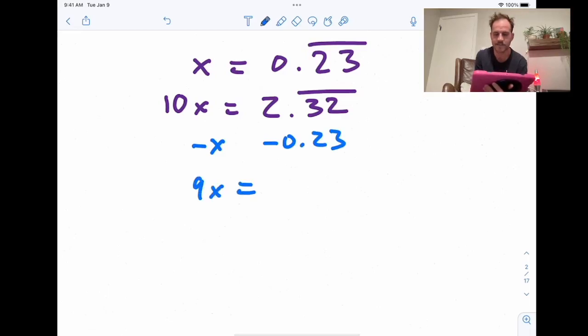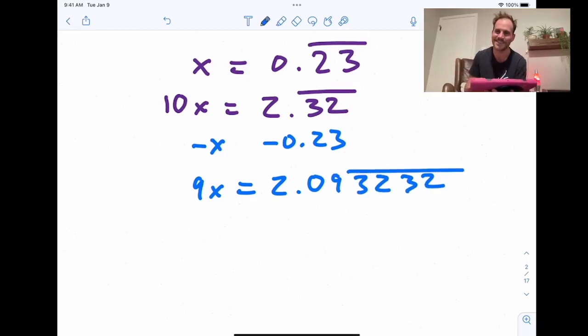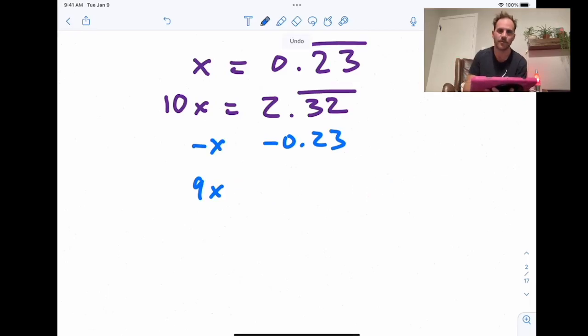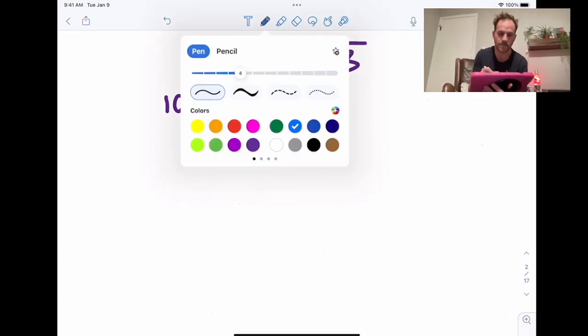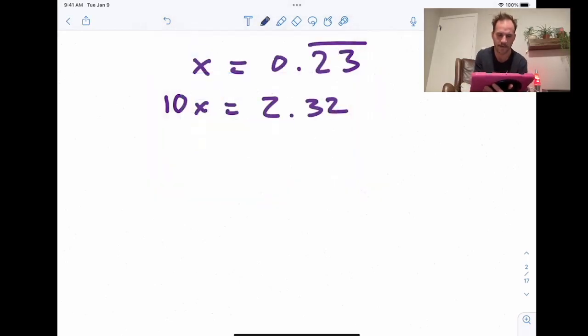We get 9x is equal to, okay, 2.13, so that's going to be 0.9. Okay, and then it's 3, 2, 3, 2 repeating. So that's a mistake. Okay, we don't want that. So what we're going to do is multiply by 100 instead. Sorry, let me catch up with myself here. When we have two decimal places, we want to multiply it by 100.